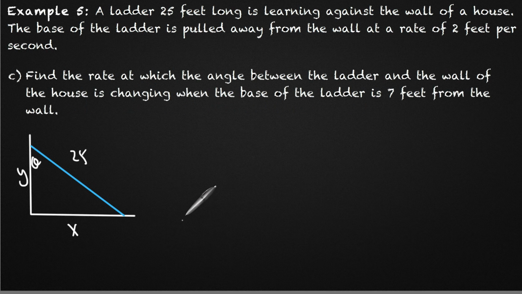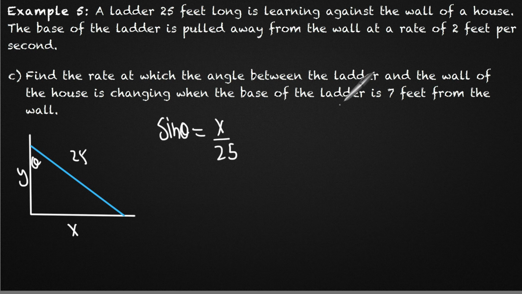Okay, part C, we have a trig problem. We always have to put a trig problem on every application. So find the rate at which the angle between the ladder and the wall of the house is changing when the base of the ladder is 7 feet from the wall. So we're going to use one of our trig functions. So I'll say sine of theta is equal to opposite, which is x, over hypotenuse, which is 25.